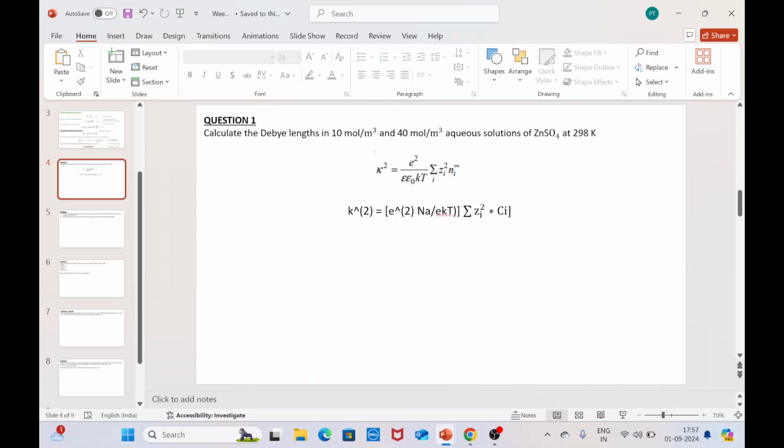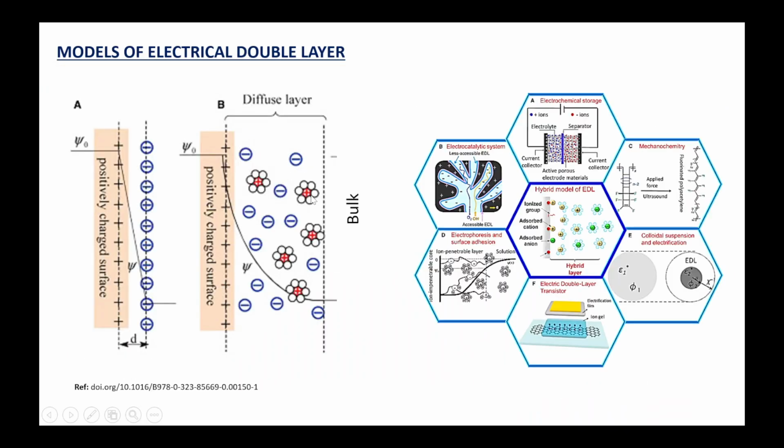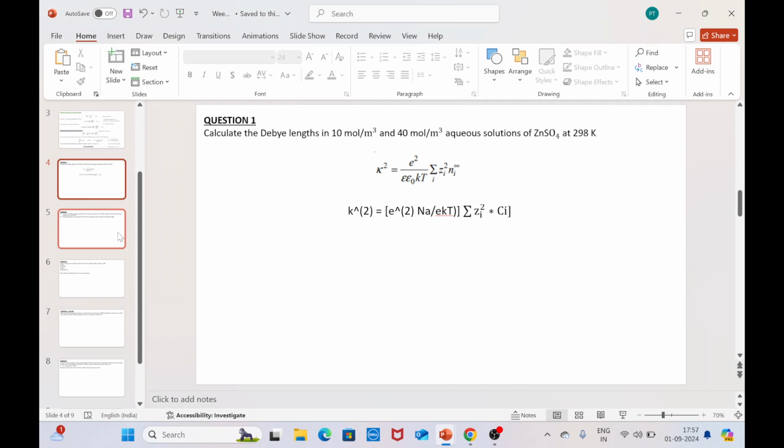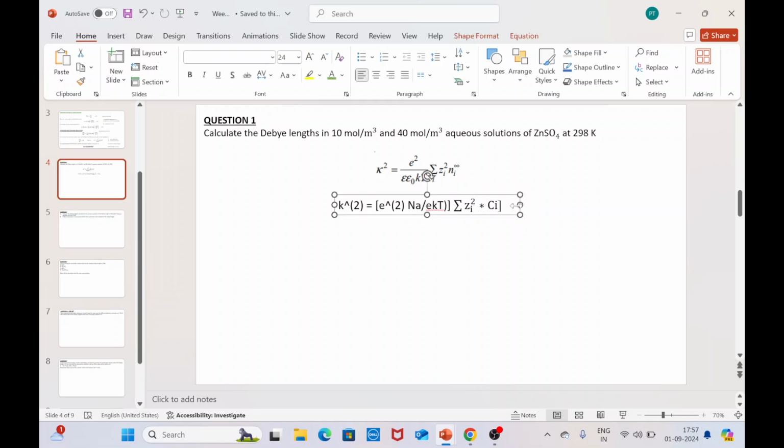Now you need to calculate the Debye length. The Debye length will be the inverse of the value that you get for kappa, since kappa is the inverse of the Debye length. So what will be the answer for this? Let me solve this question, because we have multiple questions today based on this concept itself. Let me solve the first one, and from the second one onwards, I think it will be very easy.